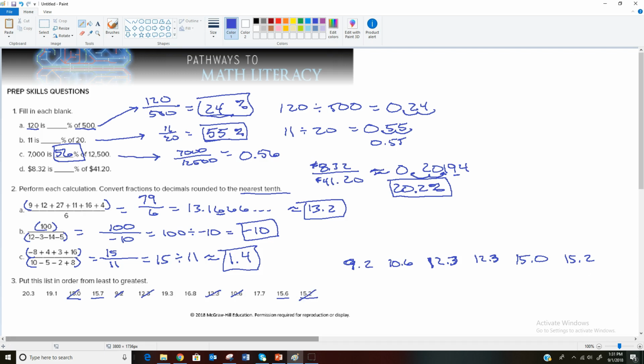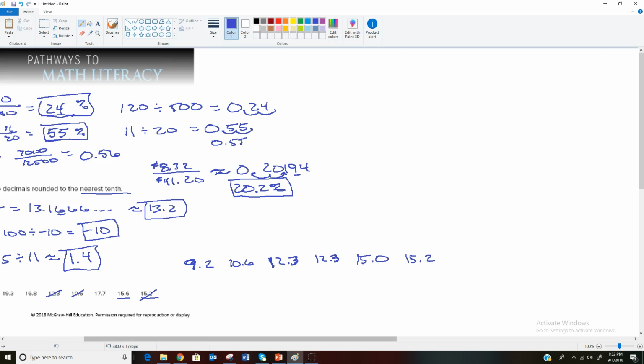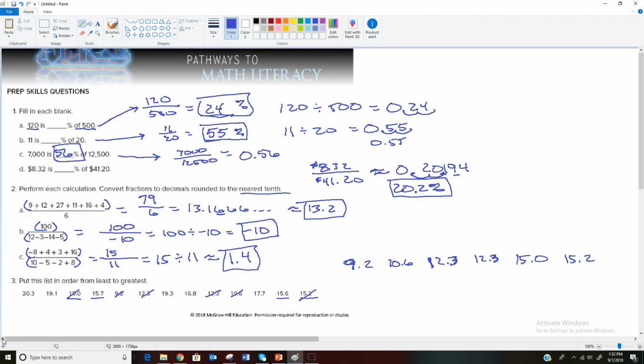I'm running out of room here. Let's see if I can scooch this over without, nope, then I lose my numbers I'm working with. So I'll just start another row. So I mean, these could all be in one row, but I'm going to have to start another row. So then we have 15.6, and then we have 15.7. And again, I'm crossing them off as I go so I don't miss anything. 16.8 comes next. Then 17.7. Then 19. I have a 19.1 and a 19.3, so I'll write down 19.1, then 19.3.